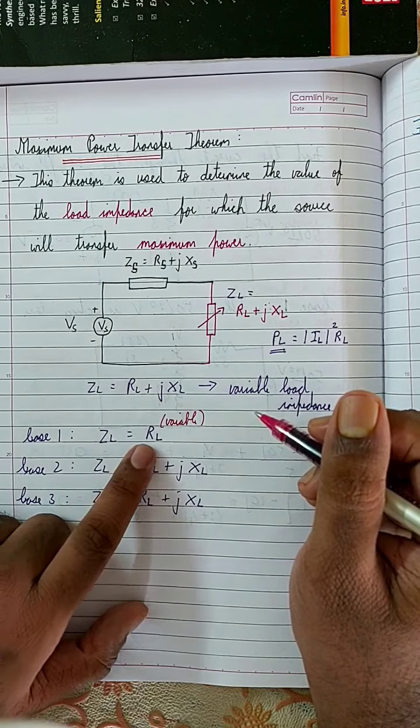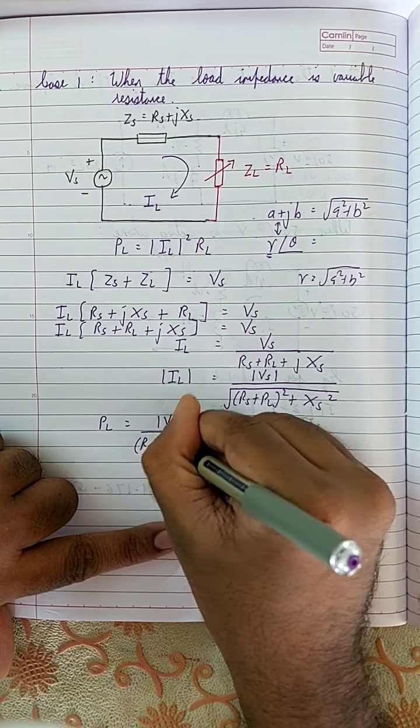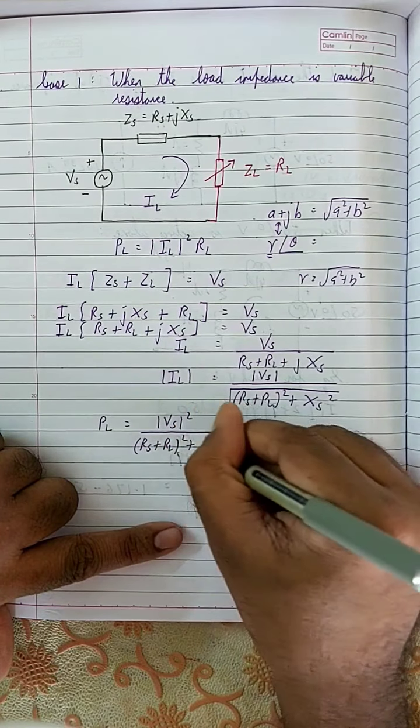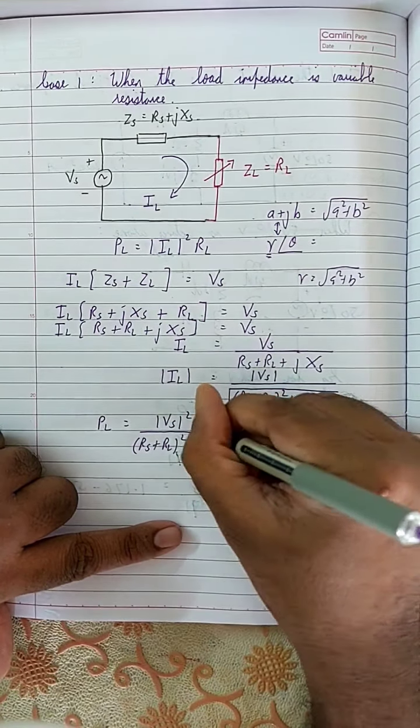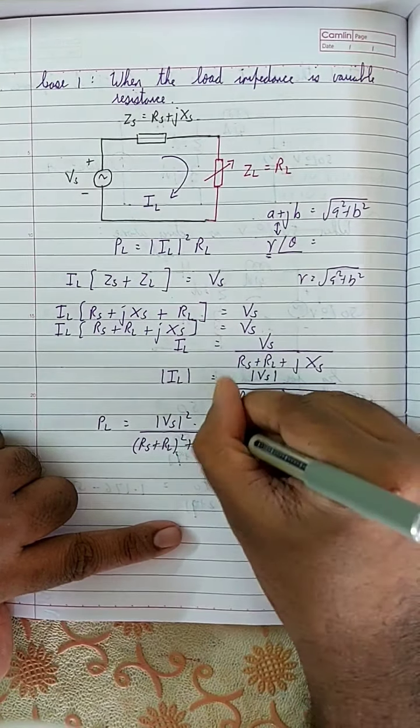And I am going to substitute this equation over here. So on substituting, I will get PL equal to the magnitude of Vs the whole squared, by (Rs plus RL) the whole squared plus XS the whole squared, into RL. Here the square and the square root disappear. This is the equation of the power. So now I have found the equation of my power.